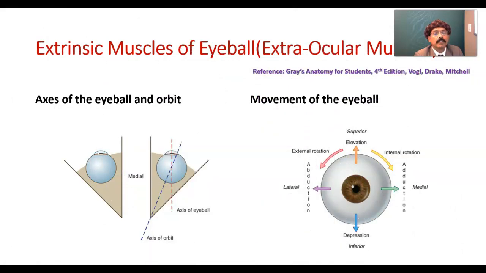Okay, you have to remember that this is the orbit. It contains the eyeball, and the axis of the eyeball is different from the axis of the orbit. There is a certain angle between them. Movements of the eyeball again: elevation, depression, abduction going laterally, adduction going medially, rotating towards the nose, internal rotation or intorsion, rotating away from the nose, external rotation or extorsion.